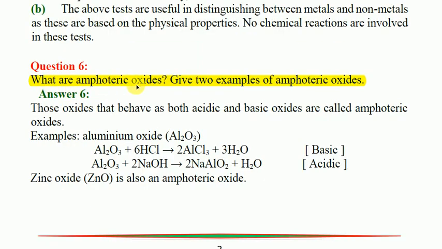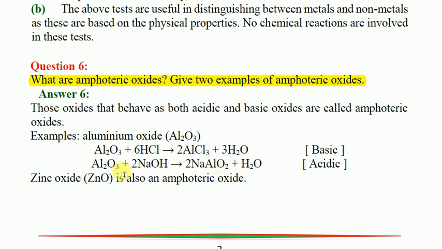Next question is, what are amphoteric oxides? Give two examples of amphoteric oxides. Those oxides that behave as an acid as well as a base. If any substance behaves as both acid and base, it is called an amphoteric substance. Very important, students: amphoteric substances can react with both acids and bases, and they give salts. For example, aluminum oxide reacts with hydrochloric acid to give aluminum chloride salt plus water. In this condition hydrochloric acid is the acid, and aluminum oxide is the base. Similarly, Al2O3 reacts with sodium hydroxide to form sodium aluminate plus water. This is also a neutralization reaction.